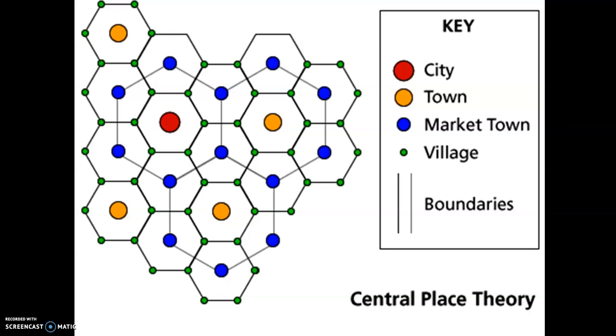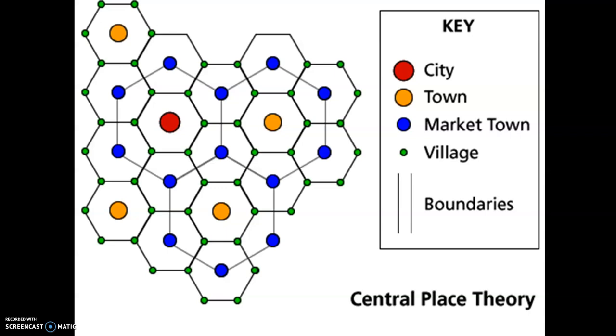Note that you have the city in red, surrounded at its widest point by different towns in orange. Each of those towns and cities is surrounded by market towns in blue, and each of those market towns is surrounded by villages. So the idea of a hierarchy is that the larger a city, the more goods and services it's going to have, the larger its sphere of influence, the larger its hinterland is going to be. And that's going to radiate out in this hexagonal-like pattern.